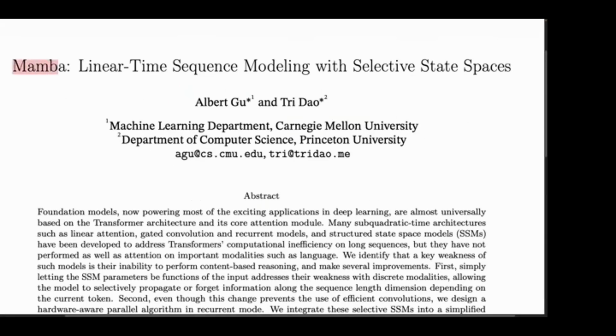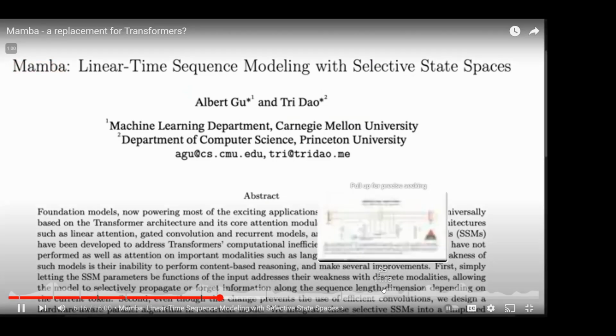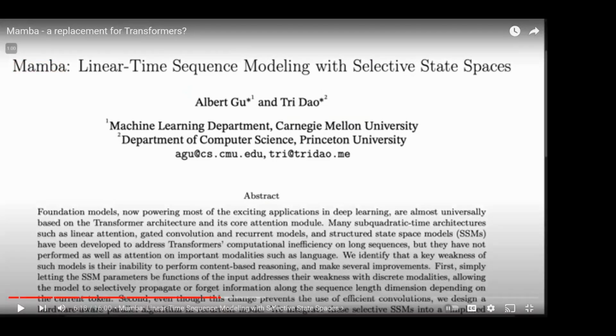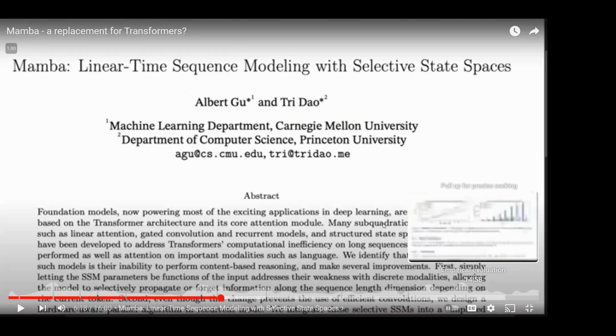All of this brings us back to Mamba. This work builds on the state space model approach. All right, so we're going to pause here.